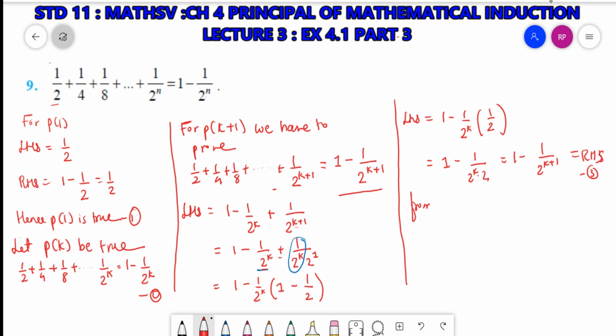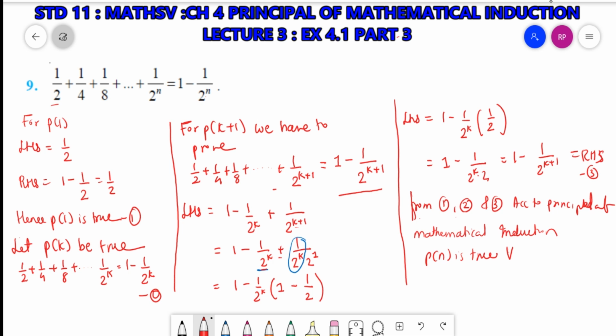So from 1, 2 and 3, P of n is true. According to principle of mathematical induction, P of n is true for every n belonging to N.